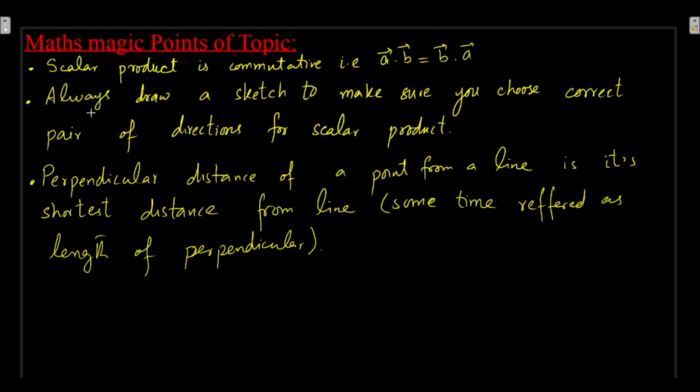Maths Magic point number 2: always draw a sketch to make sure you choose the correct pair of directions for scalar product. Maths Magic point number 3: perpendicular distance of a point from a line is its shortest distance from the line, sometimes referred to as the length of the perpendicular. So if the examiner asks to calculate the length of the perpendicular from P to the line, then basically we have to calculate the length of the vector PF, already discussed.